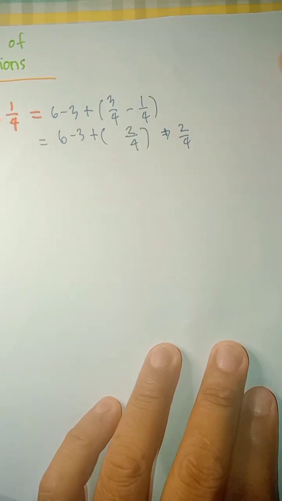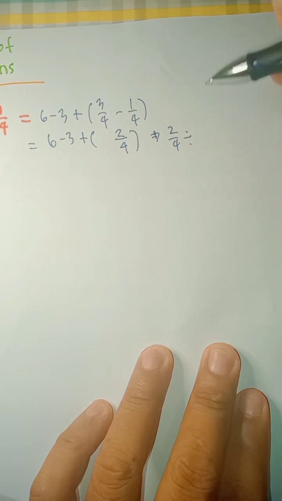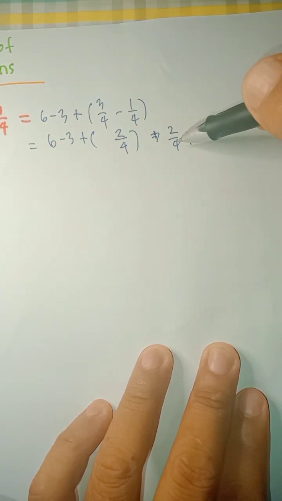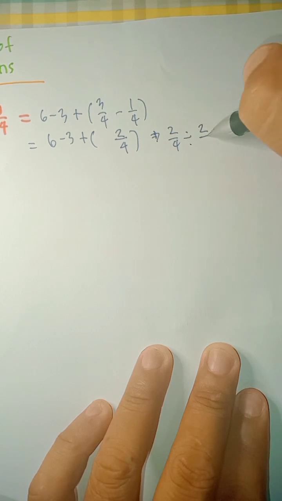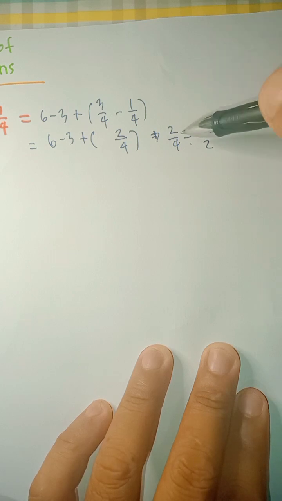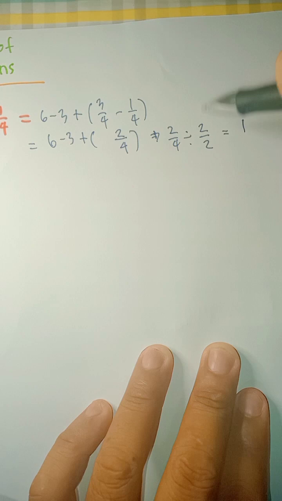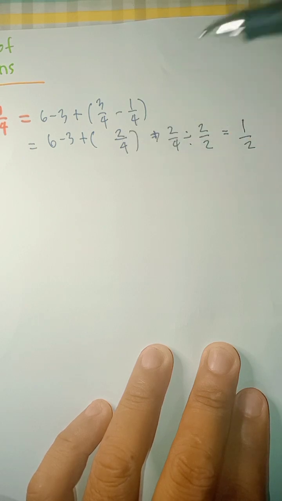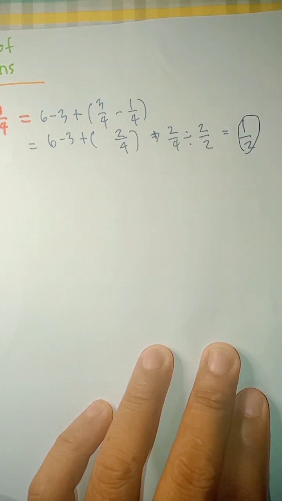can be simplified by dividing this fraction by its greatest common factor. Now, the greatest common factor of 2 and 4 is 2. So, let's divide this fraction by 2 over 2. So, 2 divided by 2 is 1. Then 4 divided by 2 is 2. So, the simplified fraction for this 2 over 4 fraction is 1 half.